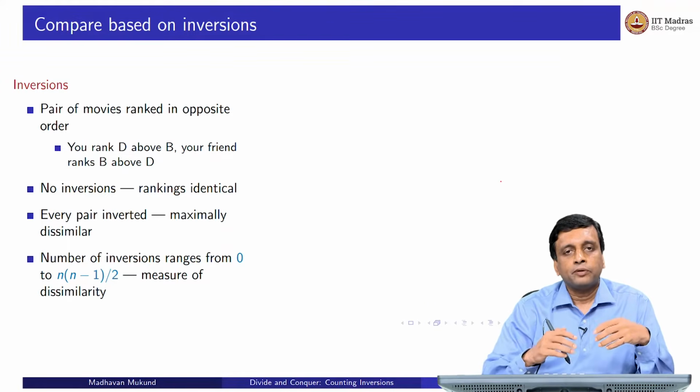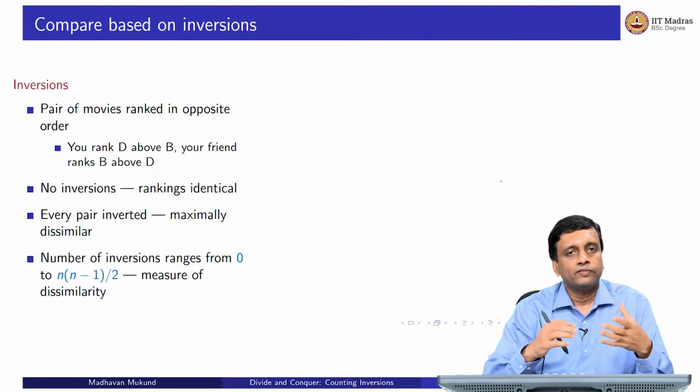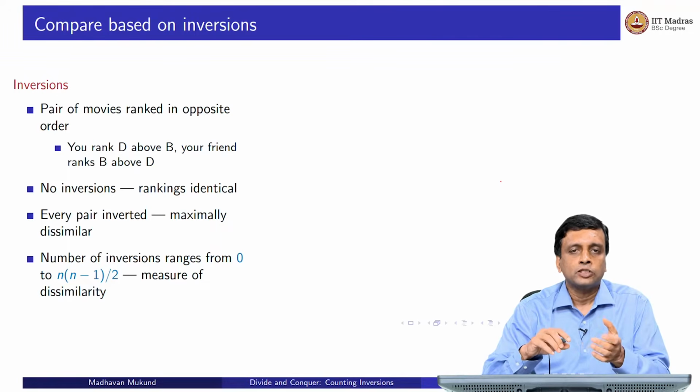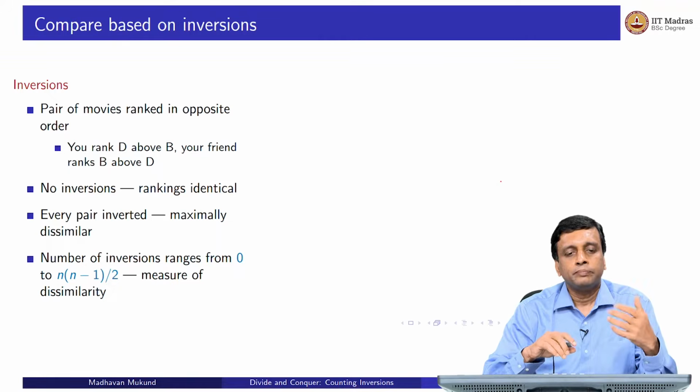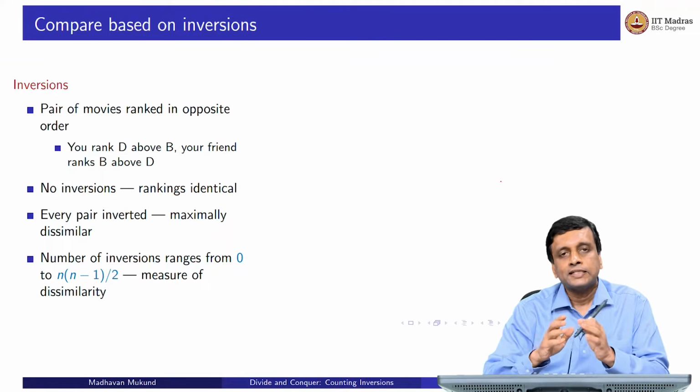So the minimum number of inversions that you can have between two people is 0, right? They agree on everything. The maximum number is that they disagree on every pair. So every pair among n elements is n into n minus 1 by 2. So the number of inversions ranges from 0 to n into n minus 1 by 2. 0 means minimal, that is they are exactly identical. N into n minus 1 by 2 means they are maximally dissimilar. So this gives us some measure.